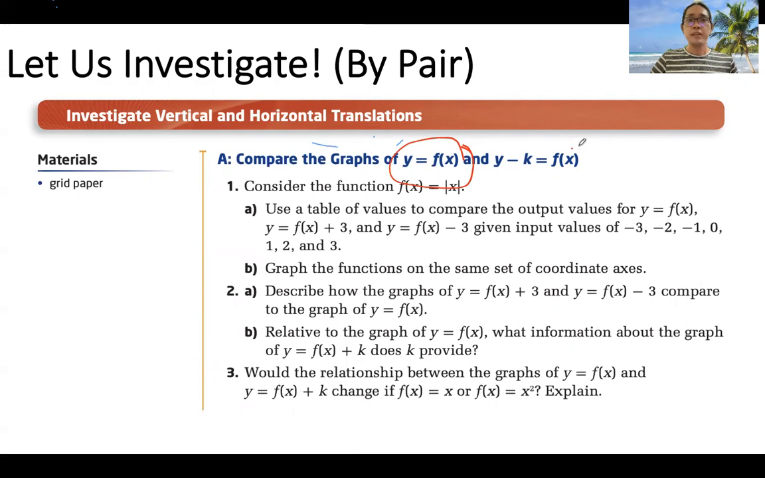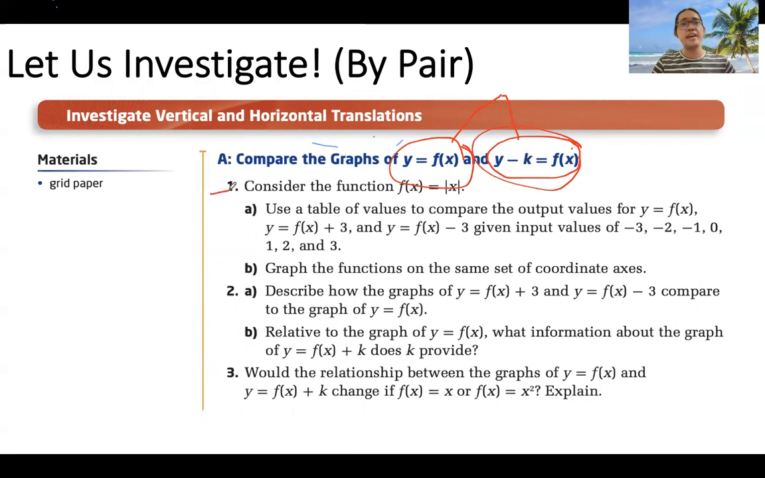And this is the next form of function that we have, y minus k equals f of x. Let's try to compare the graph of this parent function, or base function, to the transformed function y minus k equals f of x. I mentioned the word transformed function. Yes, exactly, this is an example of a transformed function. I will tell you later about it.